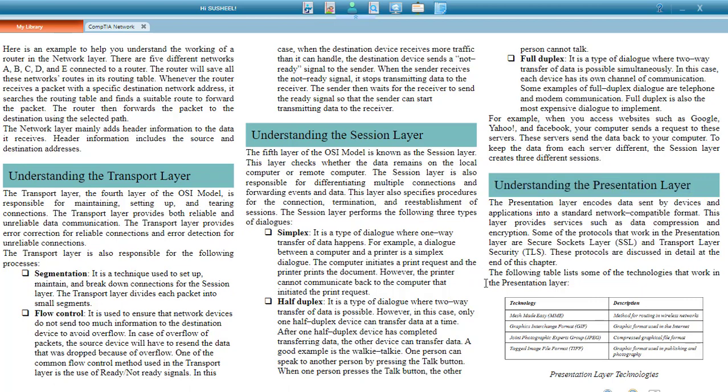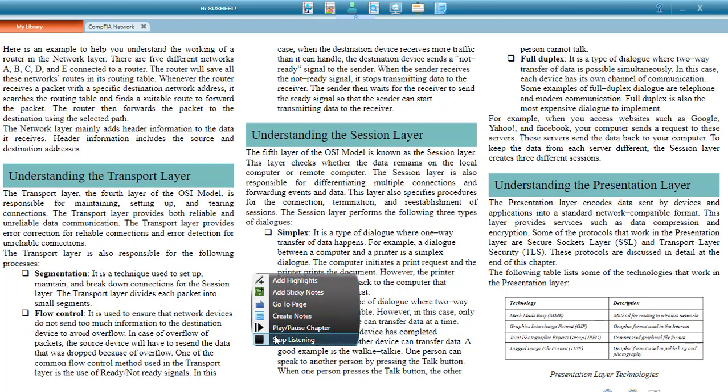Understanding the presentation layer. The presentation layer encodes data sent by devices and applications into a standard network-compatible format. This layer provides services such as data compression and encryption. Some of the protocols that work in the presentation layer are Secure Sockets Layer (SSL) and Transport Layer Security (TLS). These protocols are discussed in detail at the end of this chapter. The following table lists some of the technologies that work in the presentation layer.